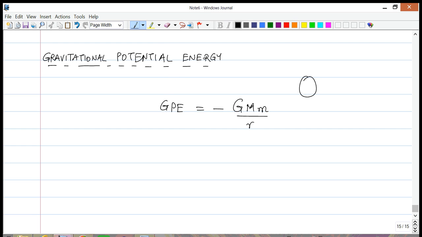So if I have an object of mass capital M, another one of mass lowercase m, then the gravitational potential energy between the two, if they're separated by some distance r, is equal to negative G M m over r. We'll show later on that the mgh that we've been using all this while is a simple straightforward approximation of this particular relation. But anyway, what we understand is that the gravitational potential energy is negative G M m divided by r.